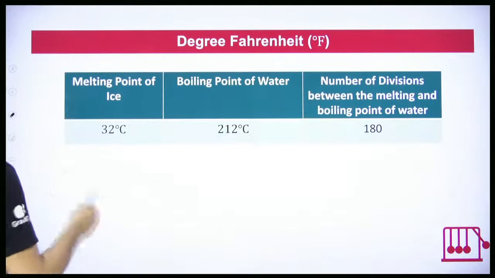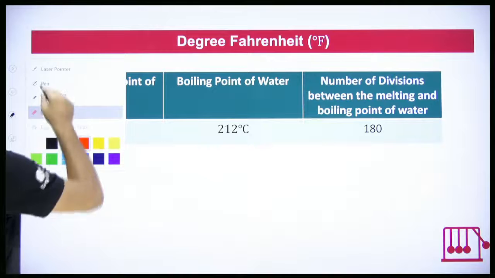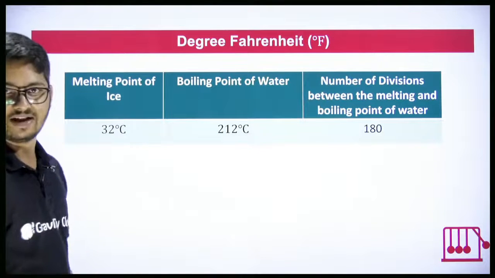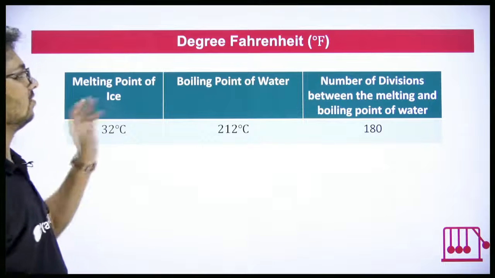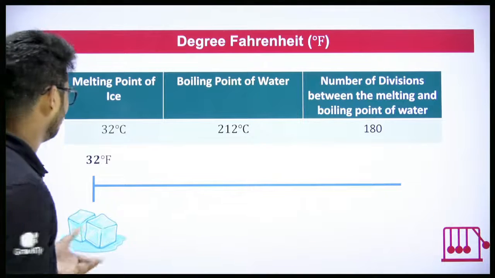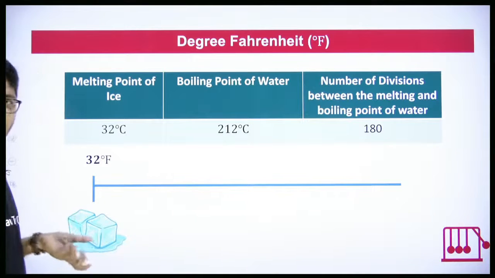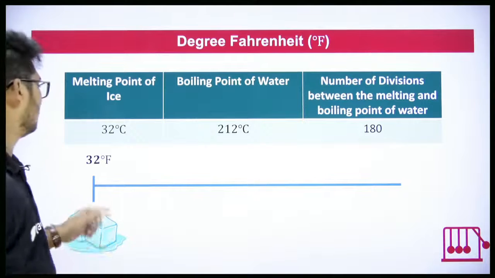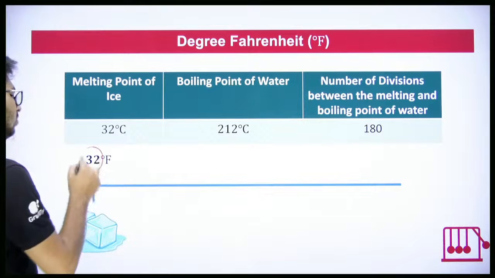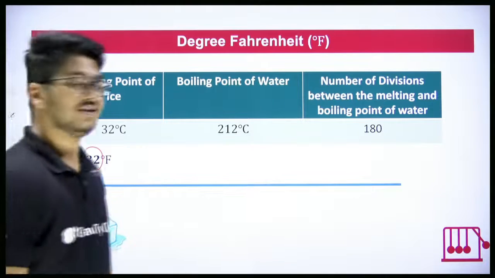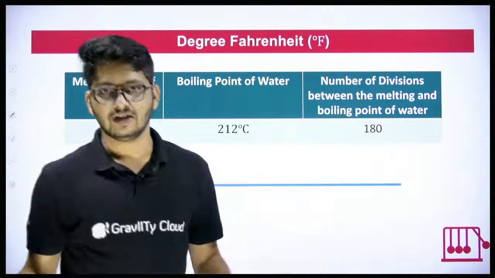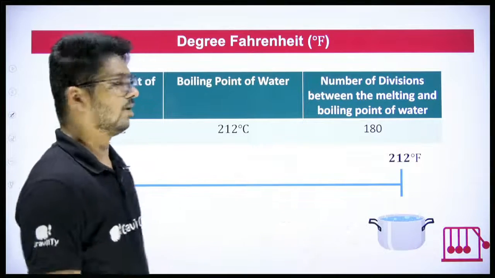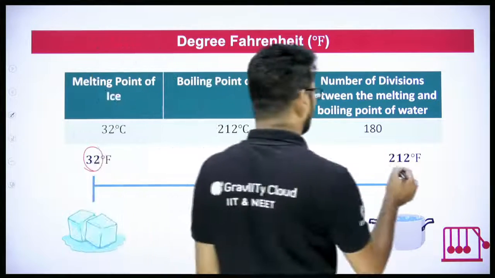Then you have Fahrenheit also. Fahrenheit is also the name of a scientist, but we call it degree Fahrenheit. So according to Fahrenheit, what did he do? He took the temperature of the melting point of ice as 32 degree Fahrenheit. He took the number as 32. I told you, right? It's up to us. So it was up to Fahrenheit. He took it as 32. And the boiling point, they took it as 212.